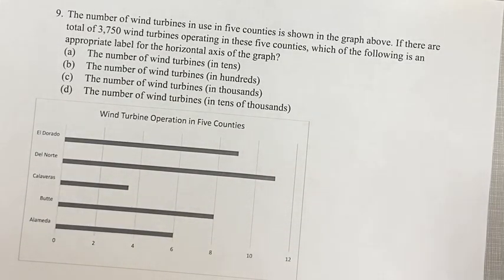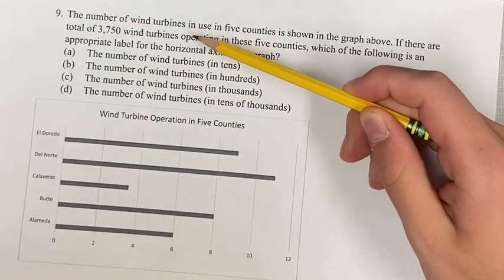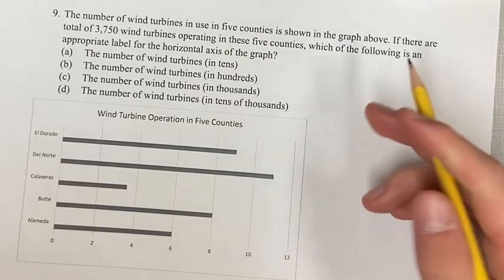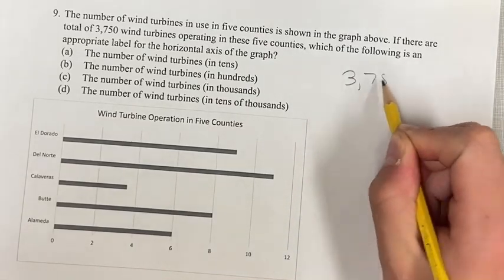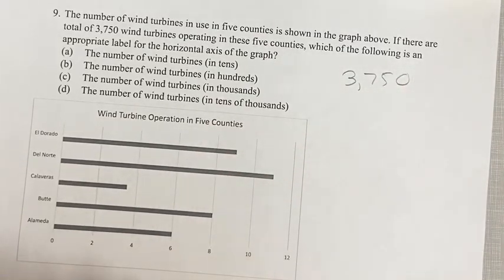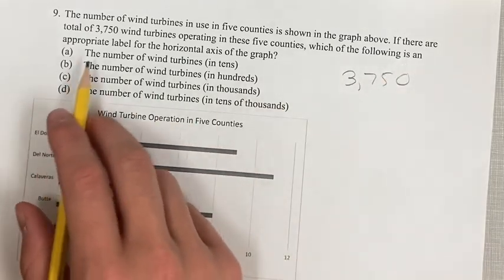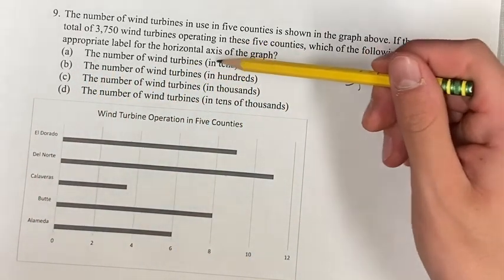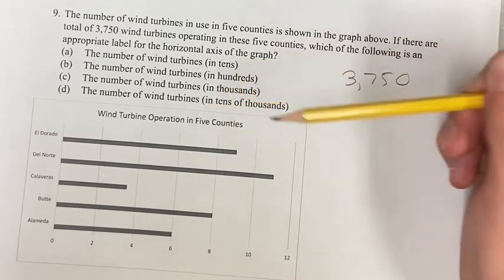In this problem, we're told that the number of wind turbines in use in 5 counties is shown in the graph. If there are a total of 3,750 wind turbines operating between the 5 counties, which of the following is an appropriate label for the horizontal axis of the graph? So is it measuring wind turbines in tens, hundreds, thousands, or tens of thousands?